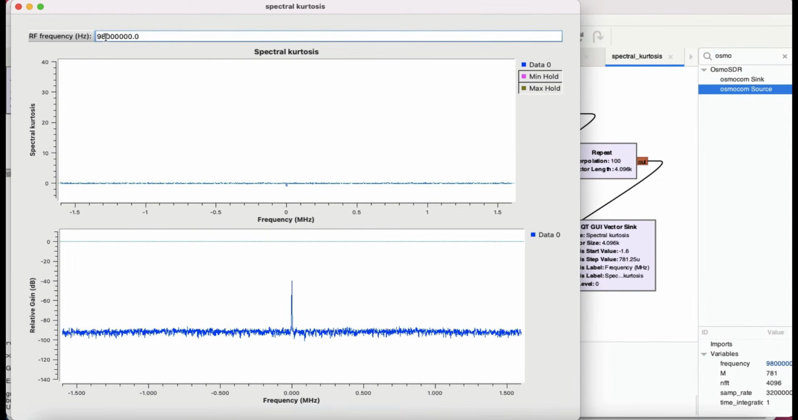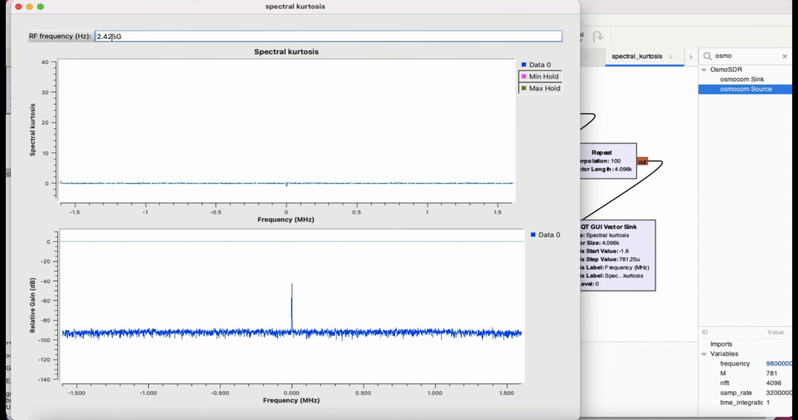So let me try something, 875 megahertz. All right, not seeing anything. 825, not seeing anything. Let's try 2.4. All right, this is what it looks like. A signal that is present, I mean, at the Wi-Fi frequency.